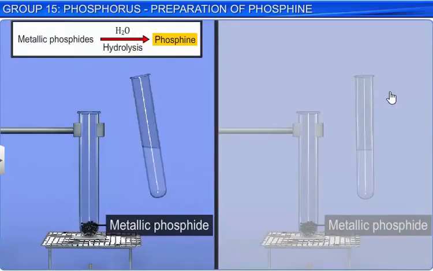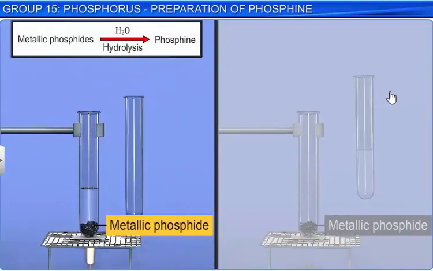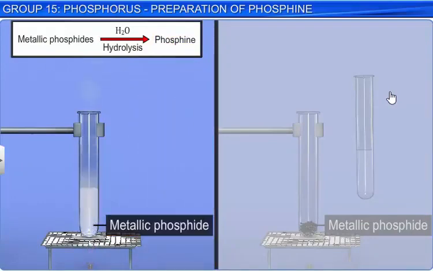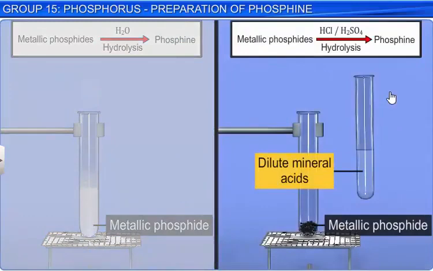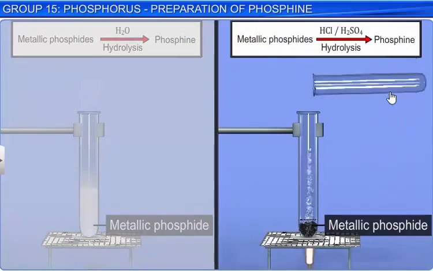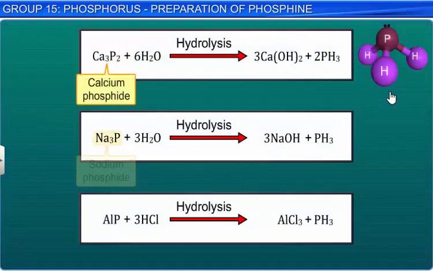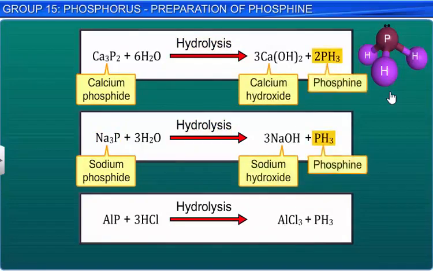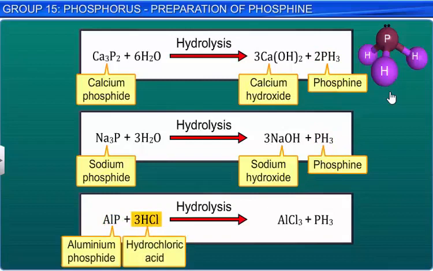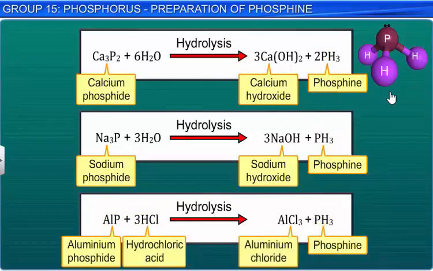Phosphine can be obtained by the hydrolysis of metallic phosphides with water or dilute mineral acids like hydrochloric acid or sulfuric acid. Calcium phosphide or sodium phosphide, on being hydrolyzed with water, produce phosphine. Similarly, when aluminium phosphide is hydrolyzed with hydrochloric acid, it gives phosphine. The equations for these reactions are shown here.